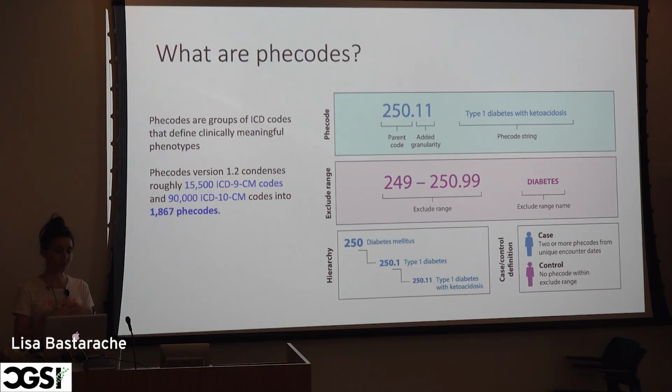So what we did to create Phecodes, back when there was only ICD-9, was to condense all of these ICD-9 codes, condense some of the details, and group them together so that we had clinically meaningful phenotypes. The version of Phecodes that most people use, version 1.2, has a little over 1,800 Phecodes.